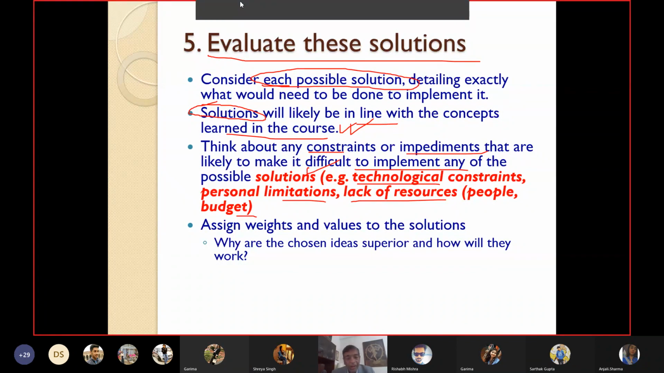So, ladies and gentlemen, it is absolutely pivotal for you to understand, to evaluate many solutions. Consider each possible solution that you can think of.